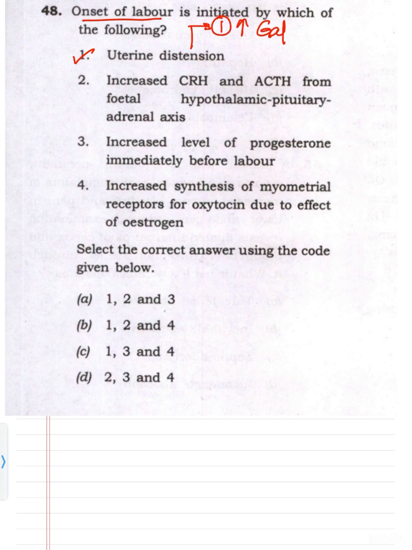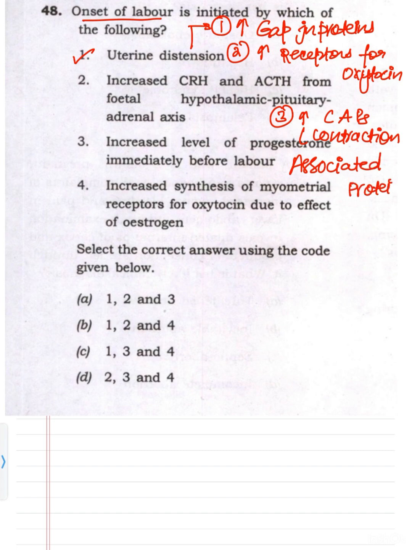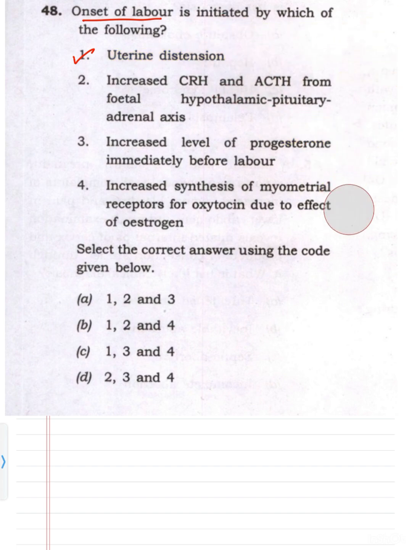will lead to increased gap junction proteins. It leads to increased receptors for oxytocin, or oxytocin receptors, and it leads to increased formation of CAPs, that is contraction associated proteins. So these are the proteins which are associated with the contraction, so CAPs. So uterine distension is the correct one because it leads to increased gap junction proteins, increased oxytocin receptors, and increased CAPs, that is contraction associated proteins. So first one is the correct.